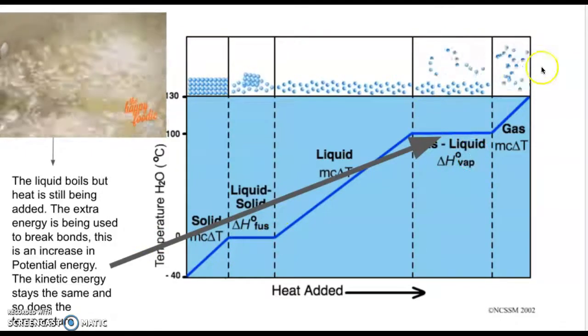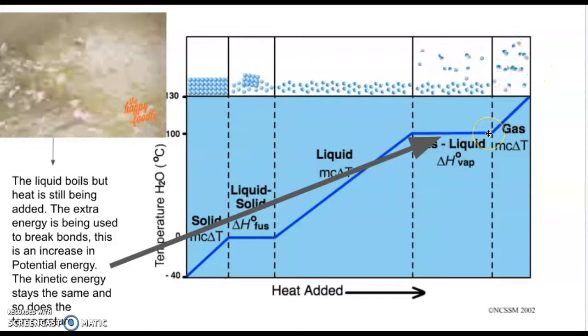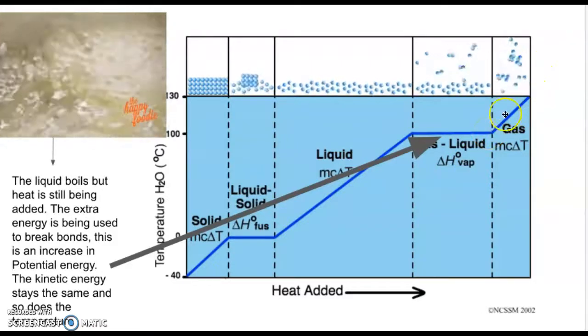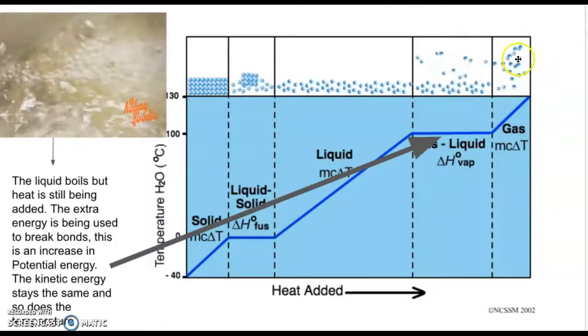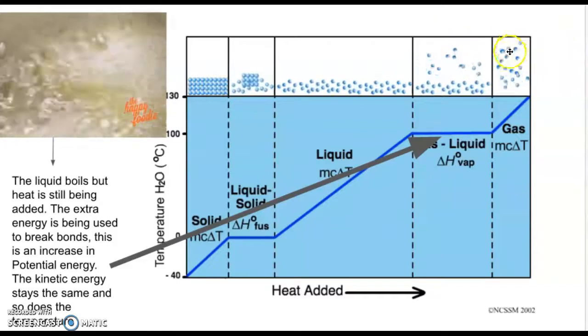Now, what happens when something's cooling down? Because that might be a little bit harder to try and imagine. Now, if this gas was to cool down, you can imagine it losing energy. So the energy is coming out, Q's coming out here, and it's starting to cool down.